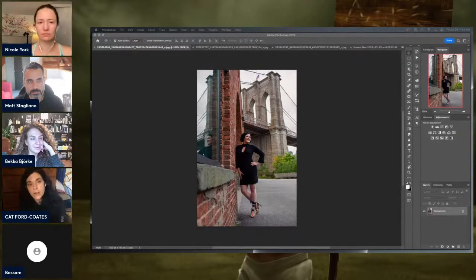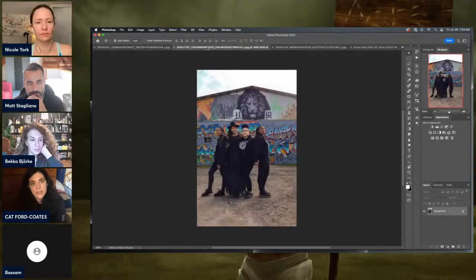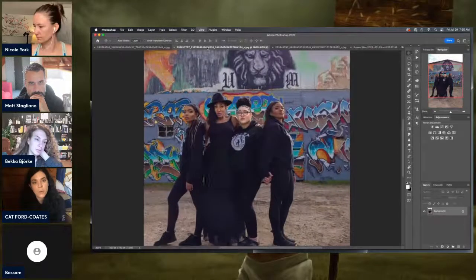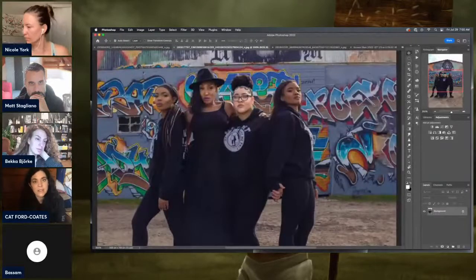Whereas if you go to the other image, the really cool thing about this, if you zoom in, you'll see that the woman second from left is the adult, and the other three are all teenagers.